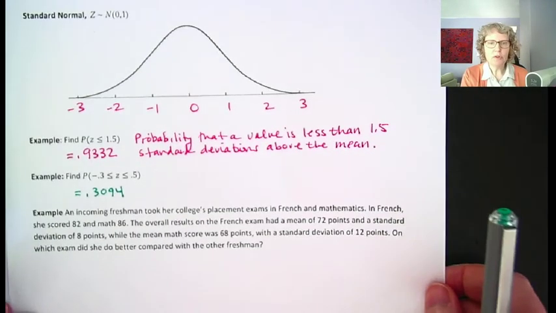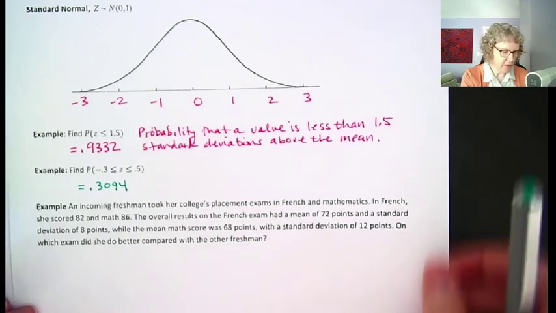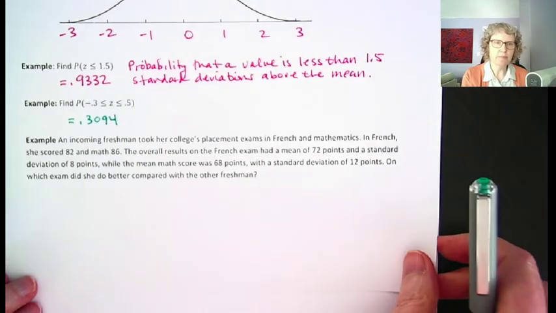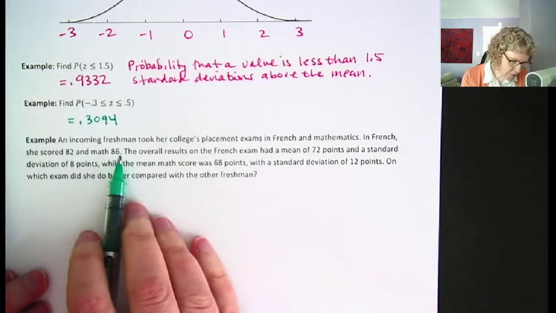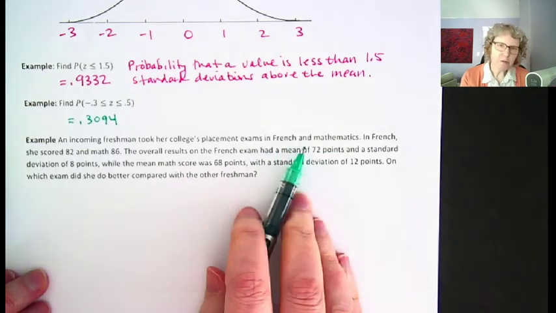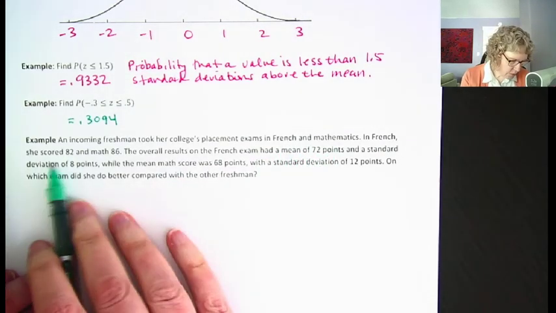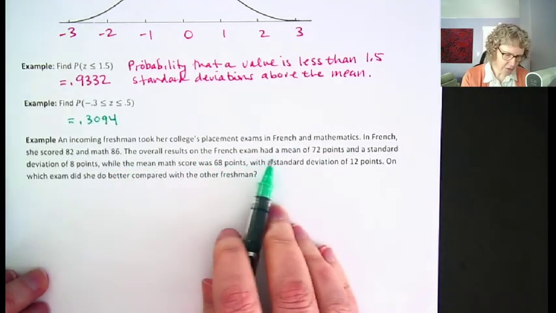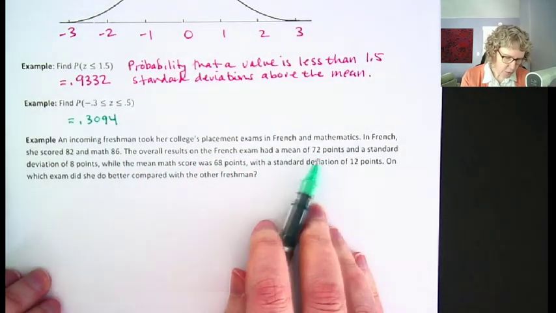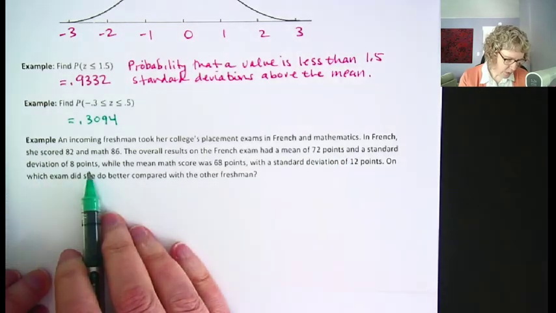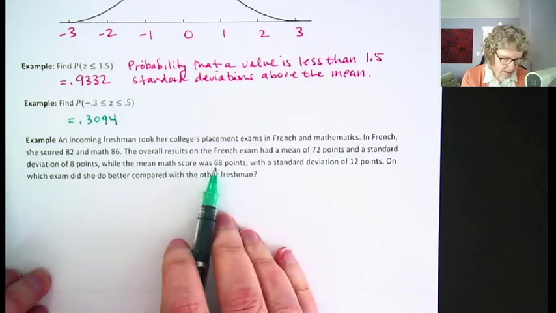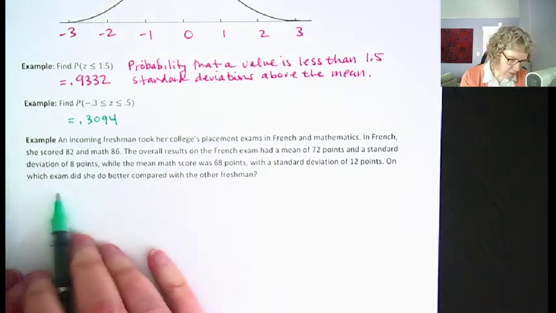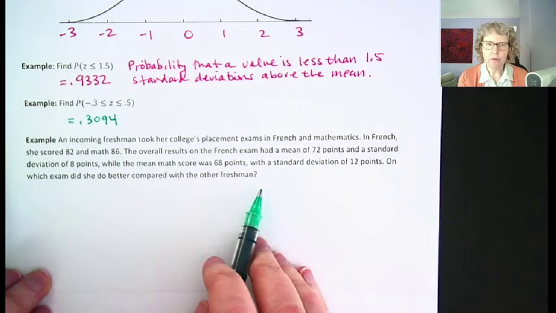Okay, and here's one more example to try. If you want to try it out on your own, feel free to pause the video and then just use it to check your work. An incoming freshman took her college's placement exams in French and mathematics. In French, she scored 82 and math 86. The overall results on the French exam had a mean of 72 points and a standard deviation of 8 points, while the mean math score was 68 points with a standard deviation of 12 points. On which exam did she do better compared with other freshmen?